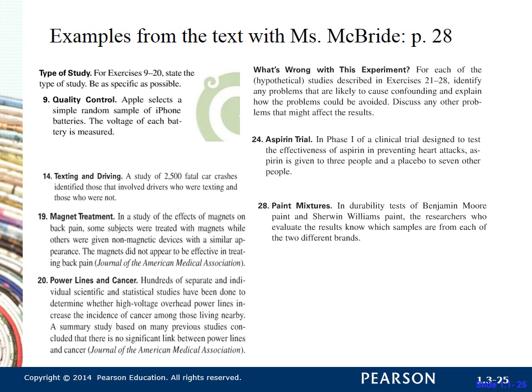All right, let's flip over to a different type of question. What's wrong with this experiment? So here for 24 and 28, identify any problems likely to cause confounding variables and explain how they could be avoided and any problems that might affect the results. All right, so for our aspirin trial, phase 1 of a clinical trial designed to test the effectiveness of aspirin in preventing heart attacks. Aspirin is given to 3 people and a placebo to 7.